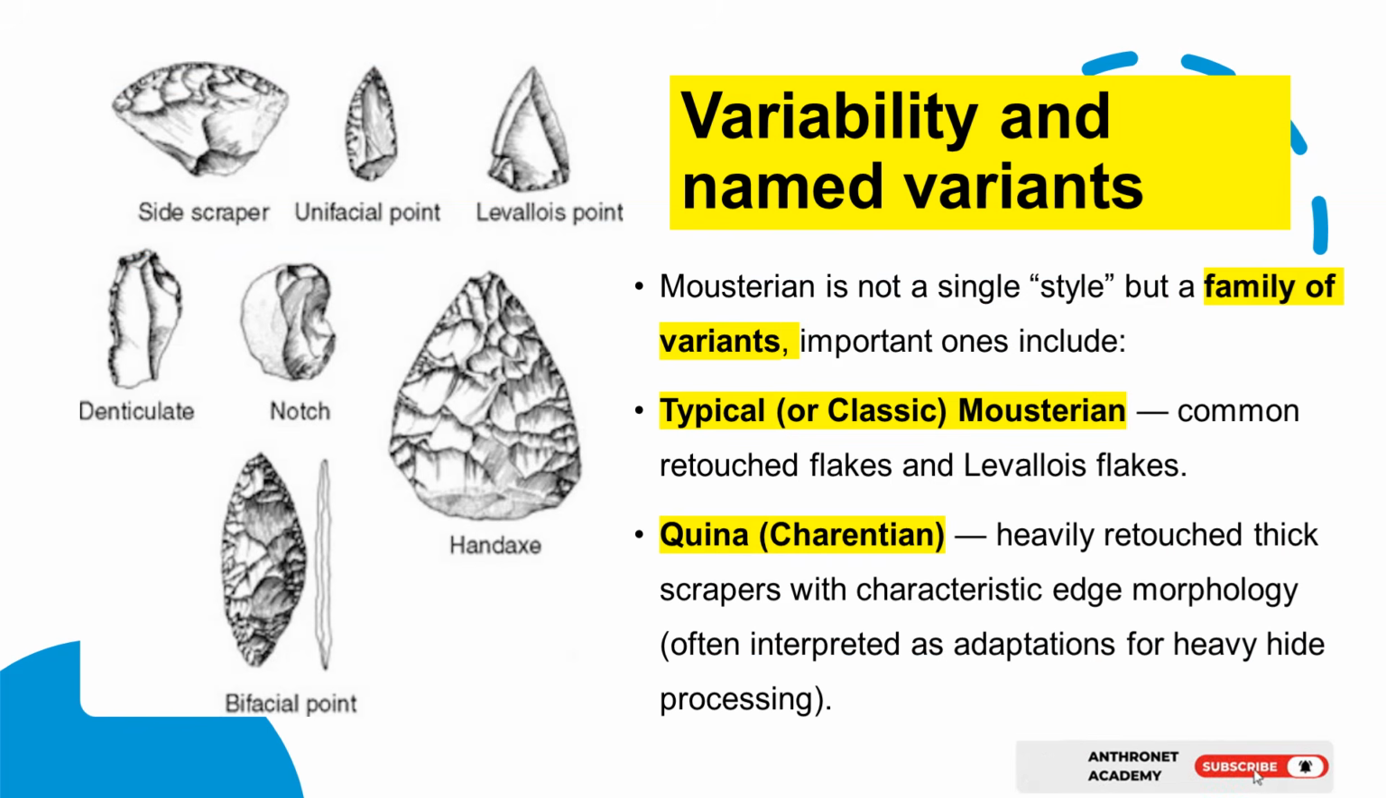Variability and named variants. Mousterian is not a single style, but a family of variants. Important ones include Typical or classic Mousterian, with common retouched flakes and Levallois flakes. Quina, or Charentian: heavily retouched thick scrapers with characteristic edge morphology, often interpreted as adaptations for heavy hide processing.